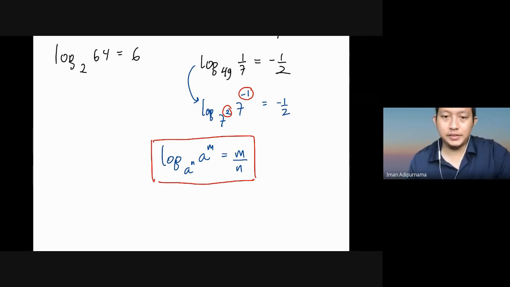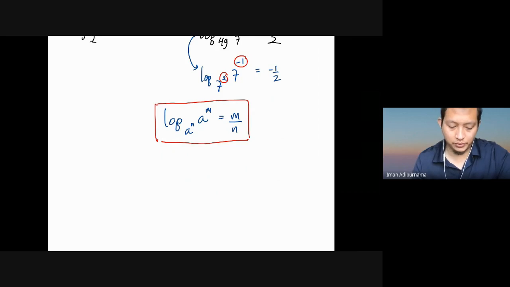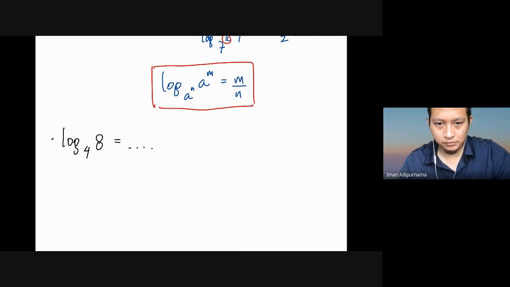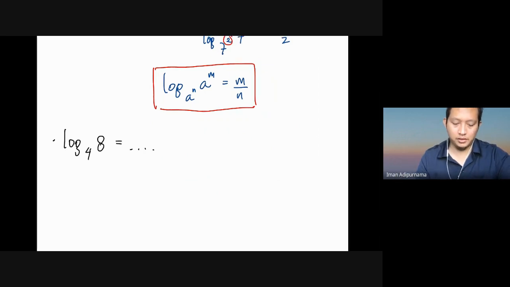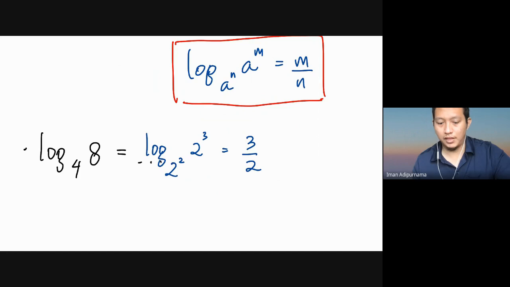So you may have the answer that is not in a whole number but in a fraction. Like for example, you have log 4 of 8. So what will be here? If we go slowly, log, okay, 2 power of 2, and this is also 2 with power of 3. So the answer would be 3 over 2. Okay, I hope you get the idea here.